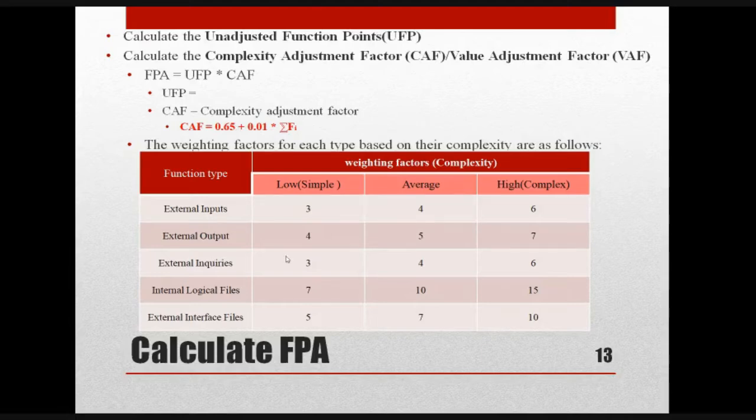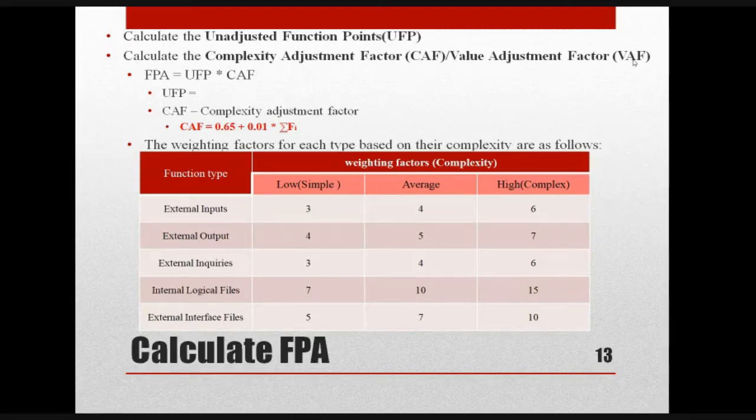Okay, fine. To calculate the functional point analysis or functional count, there are 2 steps. First one is calculate the unadjusted function points. That is the first step. The second step is calculate the complexity adjustment factor, CAF, and another one is value adjustment factor, VAF. Both are same. But in the examination, sometimes they'll be asking CAF, sometimes they'll be asking VAF. So don't get confused, both are same.